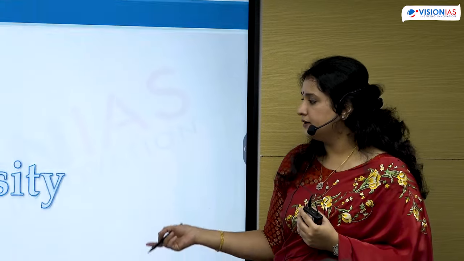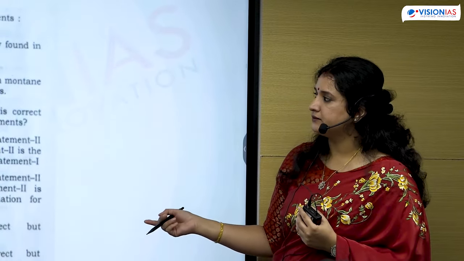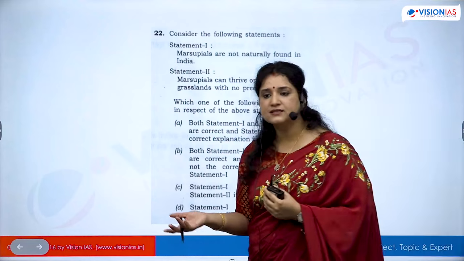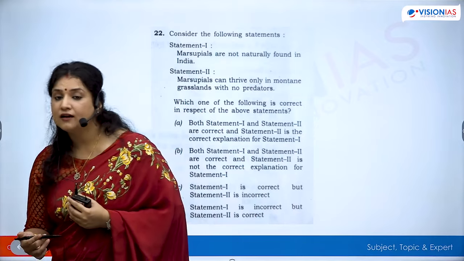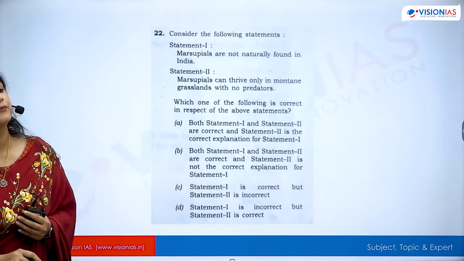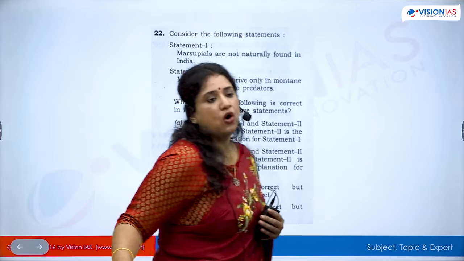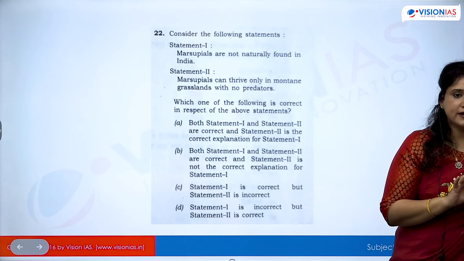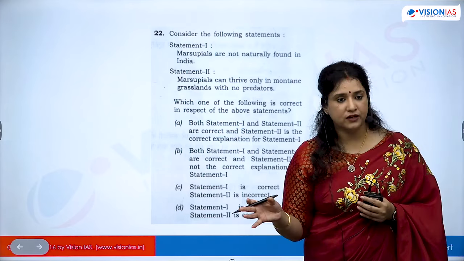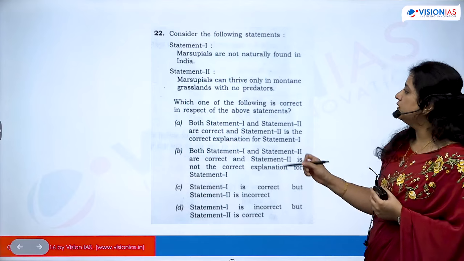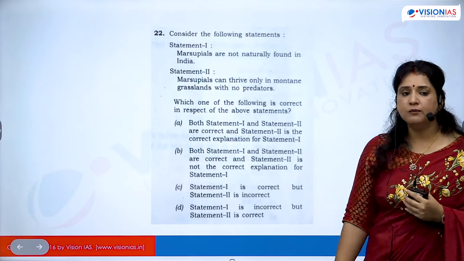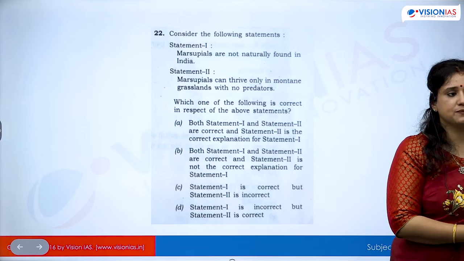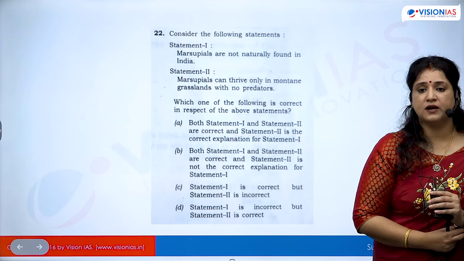Okay, let's go forward. Let's deal with biodiversity. Biodiversity means plants, animals and microorganisms. Okay, so all are a part of biodiversity. So like I told you, taxonomy related questions and behavioral questions. Okay, so marsupials. What are marsupials? Give me an example of marsupials. Kangaroo is an example of marsupials.